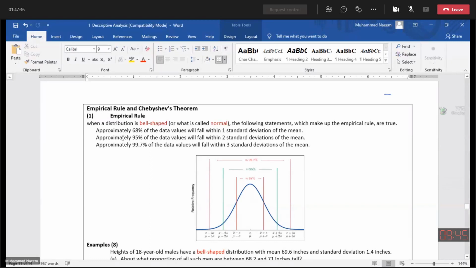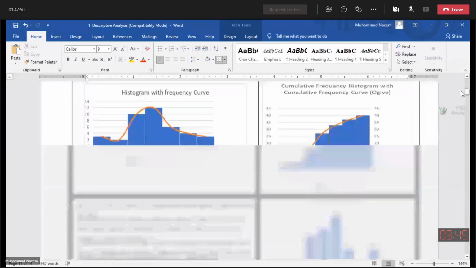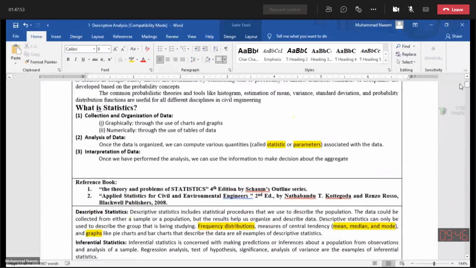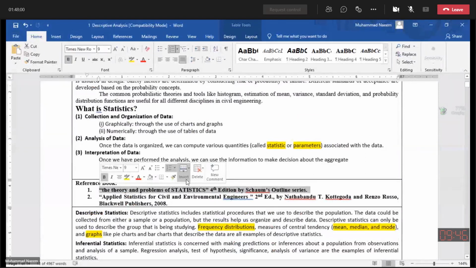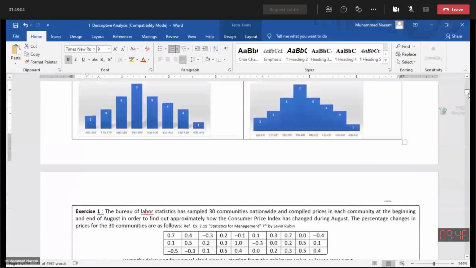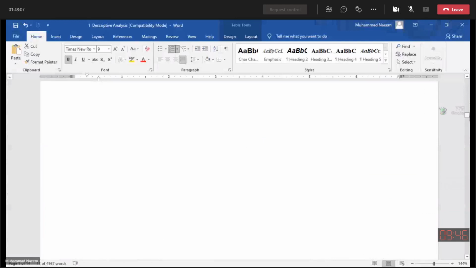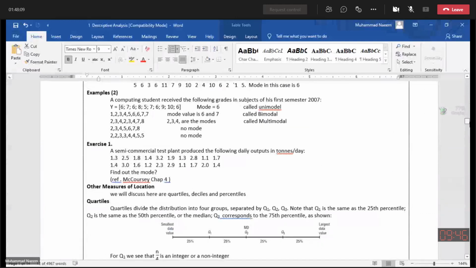Next time we will discuss, inshallah, the empirical rule and Chebyshev theorem and skewness and kurtosis. I have uploaded this book, the first one, in the group. And also I will send these class lecture notes on the group, inshallah.